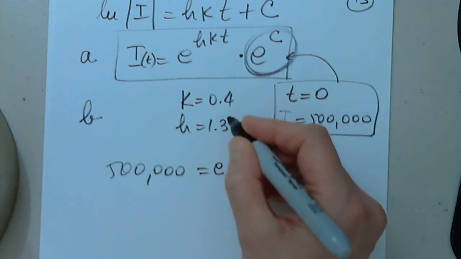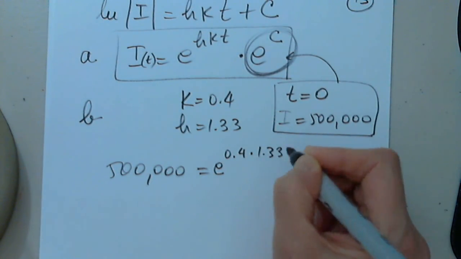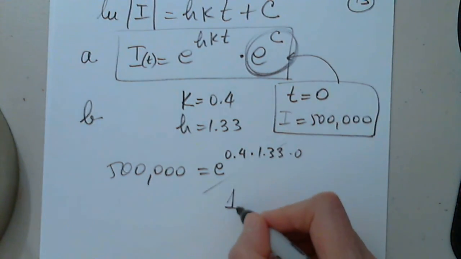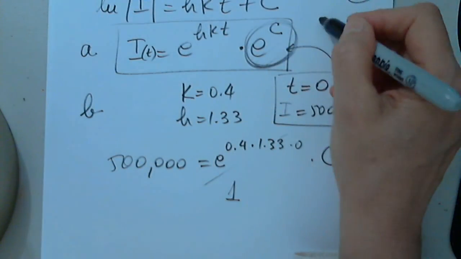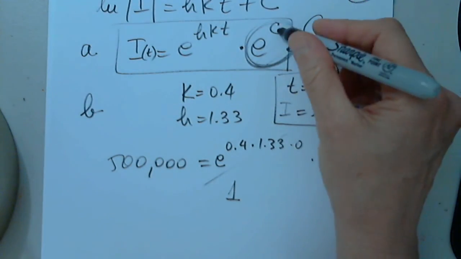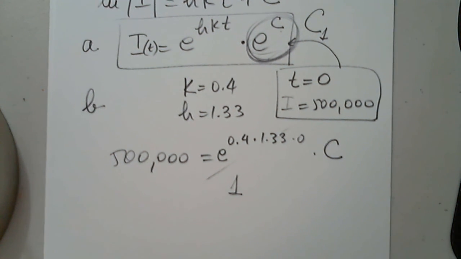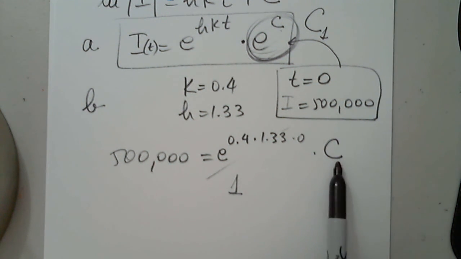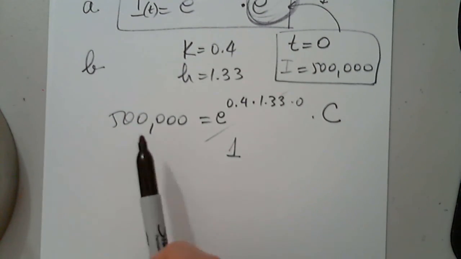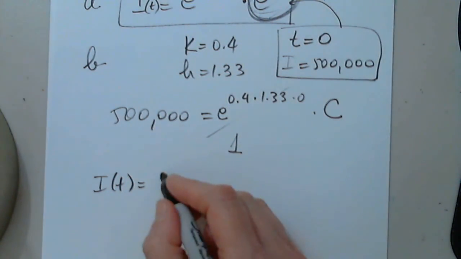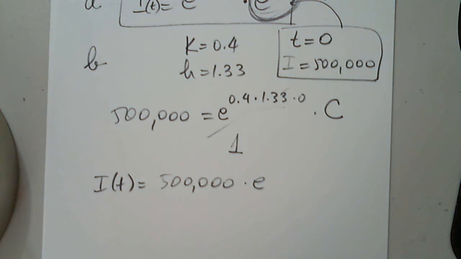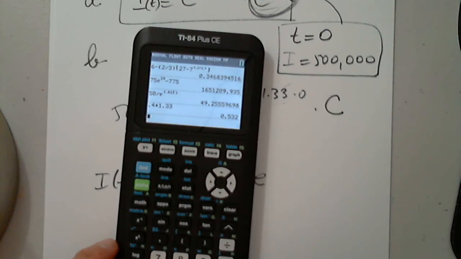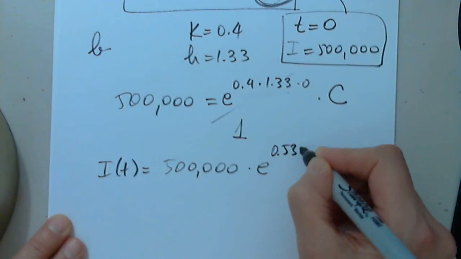equals e to 0.4 times 1.33, but times 0, so this will all be 1, multiplied by this constant, whatever this is. You can rename it as C or C1. This is not the same C, of course. This whole thing is C1. Okay, so then in this case, C equals 500,000. So this is I of t, which is 500,000 times e. I have to multiply these two. What do I get when I multiply those two? 0.4 times 1.33. I got 0.532 t.